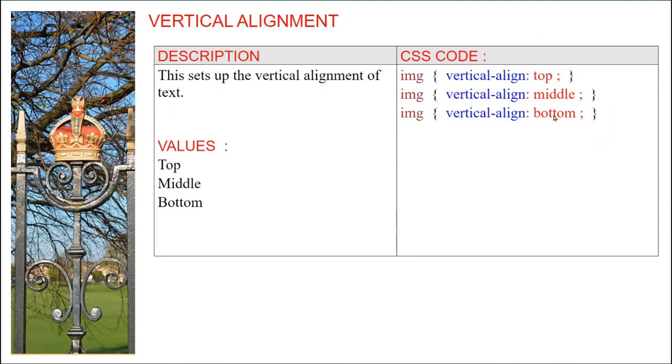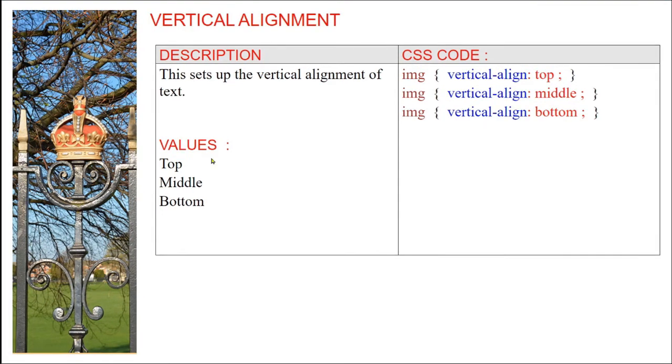We can align text vertically as well, and the values for that are top. We can align the text to go to the top of the vertical space. We can align the text to go in the middle of the vertical space available for the text, or we can align the text to go to the bottom of the vertical space that is available for the text. The properties are vertical-align, top, middle and bottom.